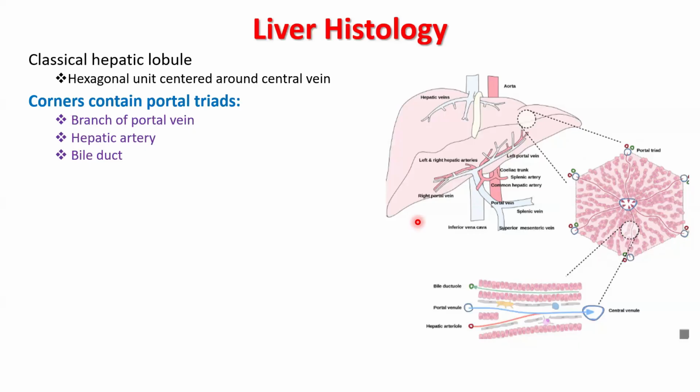In your histology exam, you can be told to draw this classical hepatic lobule. Then, as you saw, the corners contain portal triads, and these portal triads will contain a branch of portal vein. They will also contain hepatic artery. They will also contain bile ducts. So that is what this portal triad will contain.